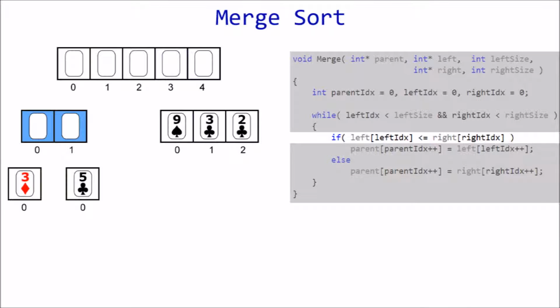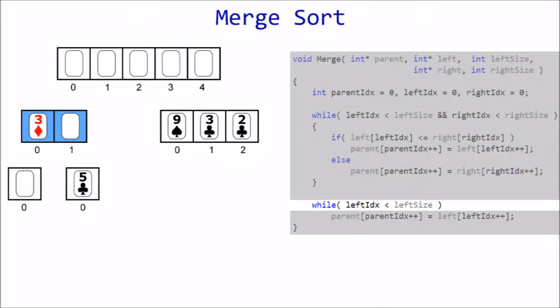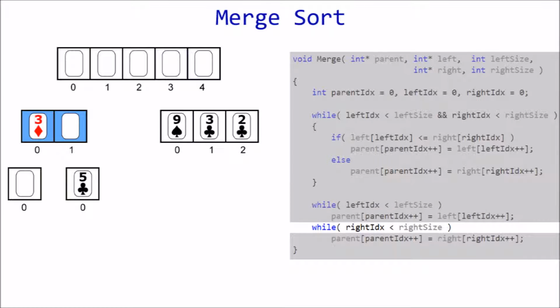Inside the loop, we check if the left element is less than or equal to the right element. 3 is less than 5, so we place that in the first slot of the parent and increment both parent index and left index. On the next iteration, notice that left index is not less than left size, so we break out of the loop. Now we need to find out which side still has elements remaining so we can put the rest of them in the parent. Left is empty, so we check the right side. The right side contains the 5 of clubs, so it's moved to slot 2 in the parent. Our first merge is now complete.